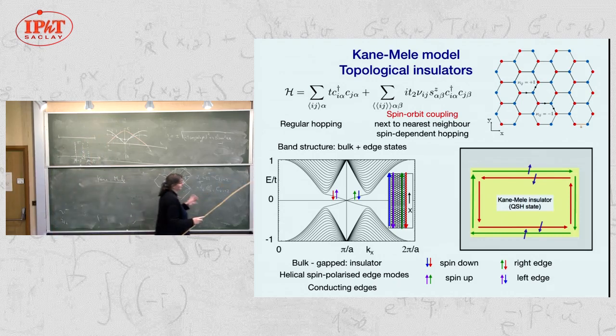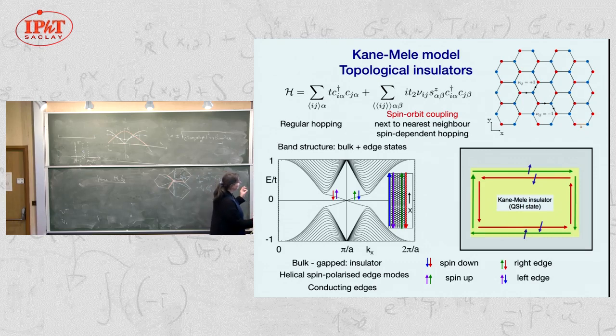Again, for the 100th time today, I had the bulk bands, which were showing a gap, and I have the edge states, which were forming inside the gap, and they're propagating along the edges. But what's interesting about this model is that in this band, I color coded it. So the blue is a state which is propagating along the left border, and it has a spin down. The green is propagating along the right border and has a spin up, but these two have the same dispersion. And then you have the opposite dispersion.